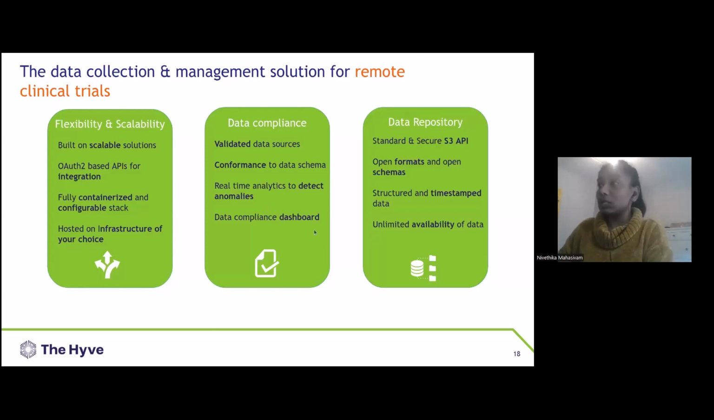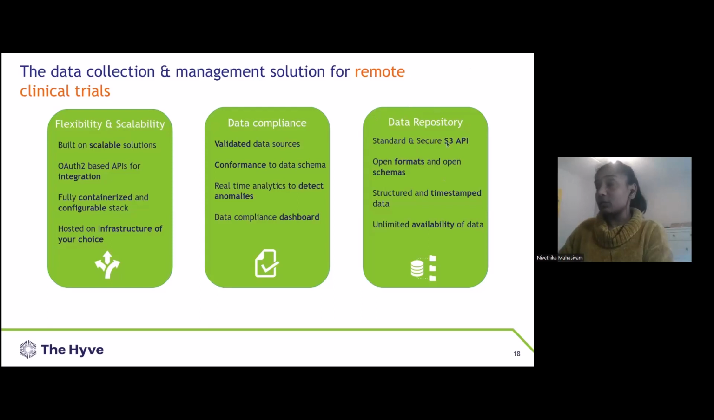And there's also a data compliance dashboard, which gives an overall high-level idea on how the study is progressing, how continuous the data is, so that you can also find out if a participant is compliant and if you're receiving the data that you're expecting.